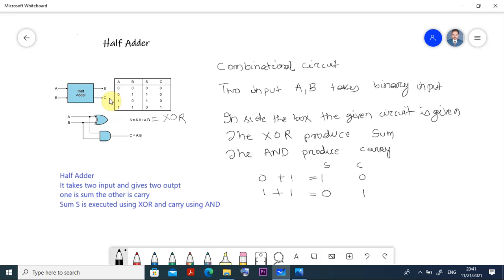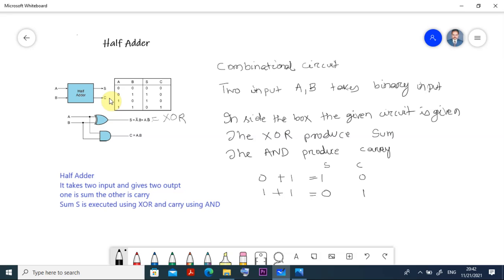This is the circuit given inside this box, because this circuit will be implemented inside this half adder box. Now the exclusive OR produces the sum, and the AND produces the carry, which is equal to A into B. And this exclusive OR can be represented by A complement into B plus A into B complement.